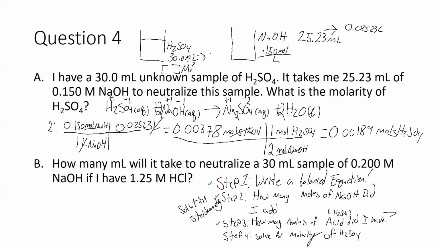So I need to take my milliliters and divide by 1,000. Let me just do that longhand. There are 1,000 milliliters in 1 liter, which is 0.0300 liters. So I take my number of moles divided by my liters of H2SO4.